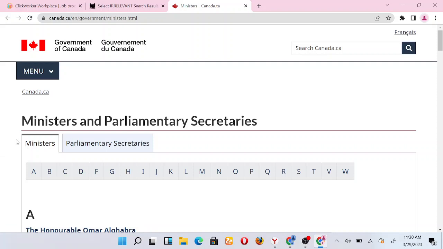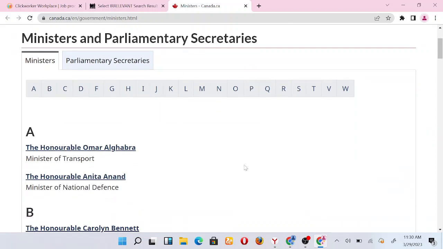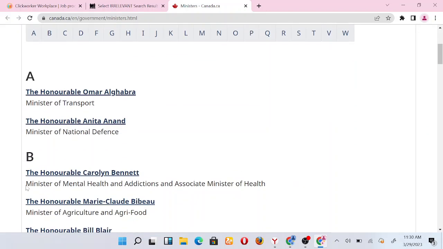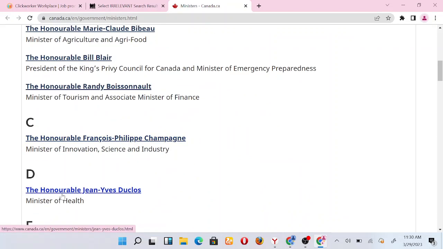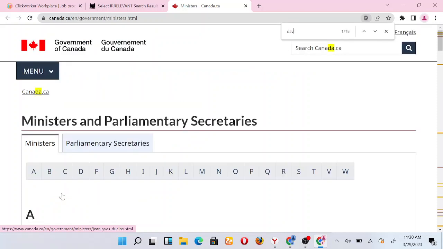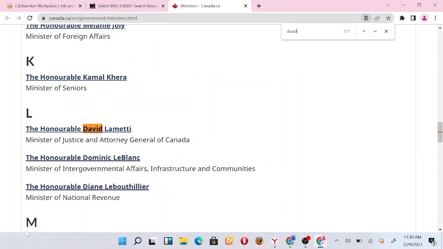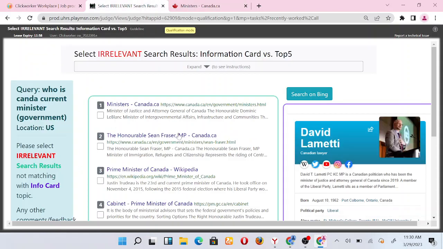So let's see what they have. Minister and Parliamentary Secretaries. Do we have David there? Let's just look at some search. David. The Honorable David Lametti, Justice of blah blah. So he's talking about him there. Yes. So it's related. Sorry, it's related.